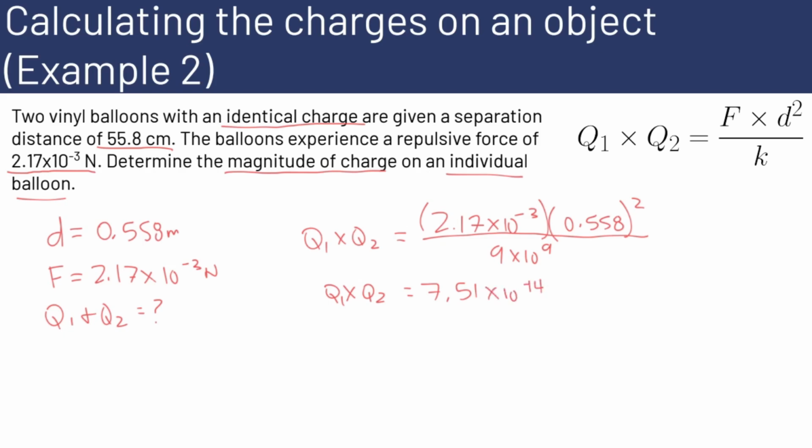So to get one charge by itself, we're going to take the square root of this number. So Q1, we'll say, is equal to the square root of 7.51 times 10 to the minus 14. And the reason we're taking the square root is because these two charges are identical. So we could just say that Q1 times Q1 is equal to this number. So Q1 is equal to the square root of this number, which is equal to 2.74 times 10 to the minus 7, and these are in coulombs.